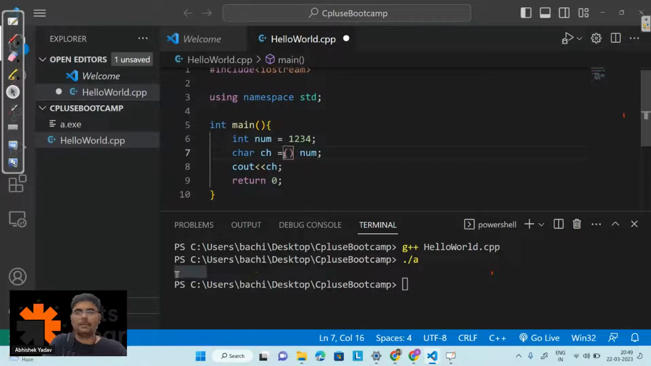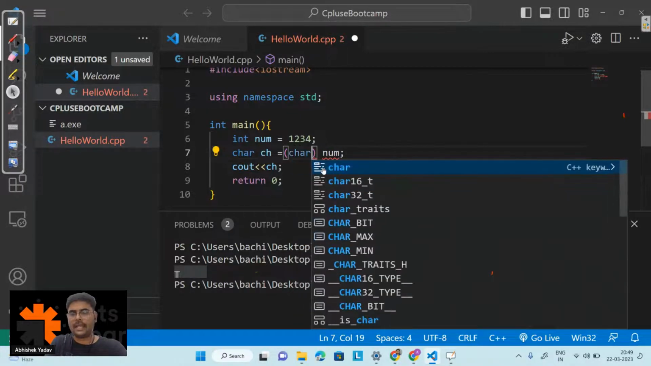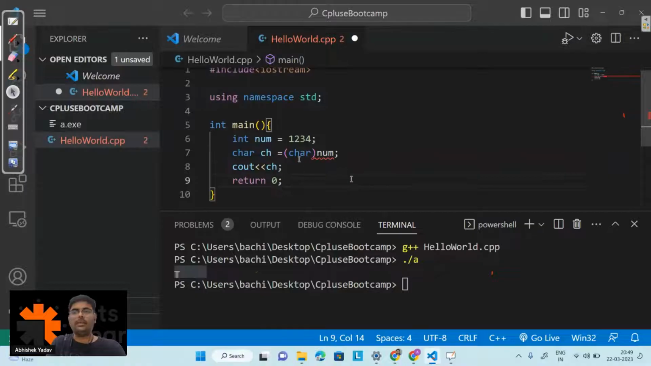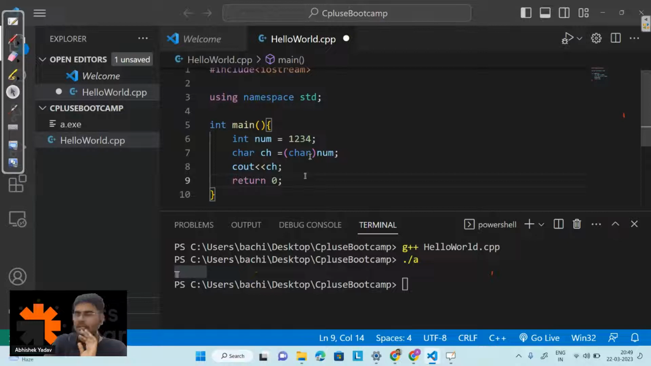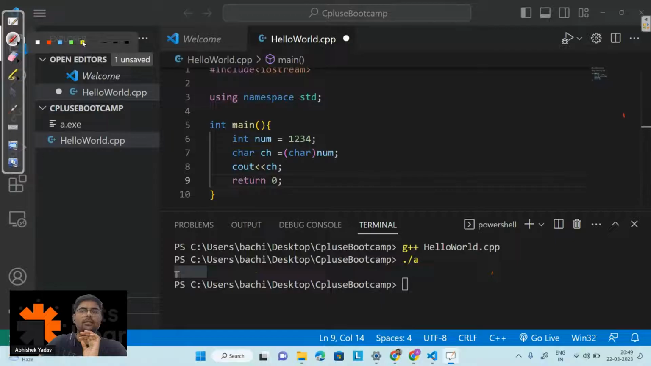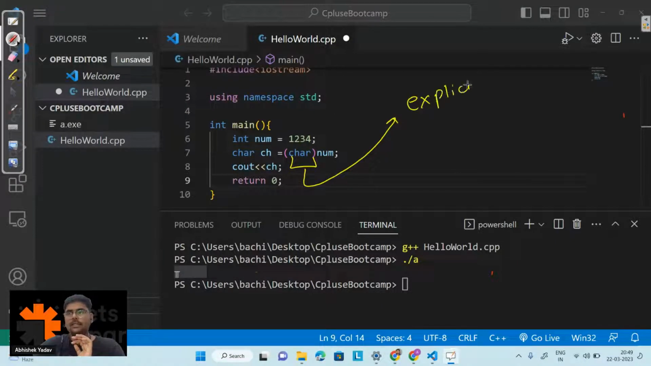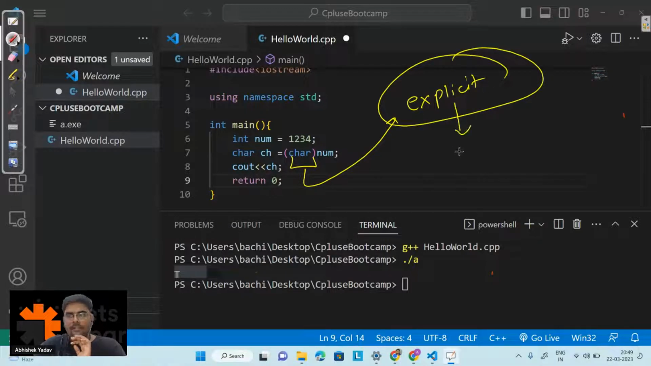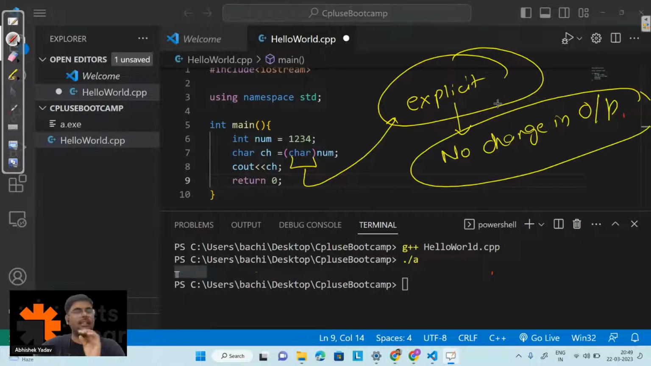You have to explicitly typecast this part. Here, if I write the cast, this one, I am explicitly typecasting this thing. There is no change in the output. This is a very important point. If I am doing this part, this is explicit typecasting. And if I am doing this part, what will happen? There is no change in the output in C++, and like in Java also, like in every language, there is no change in the output part.